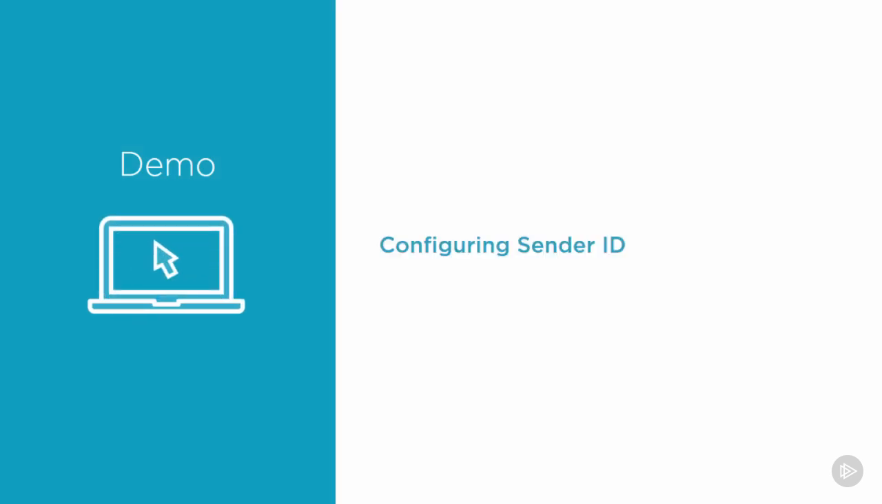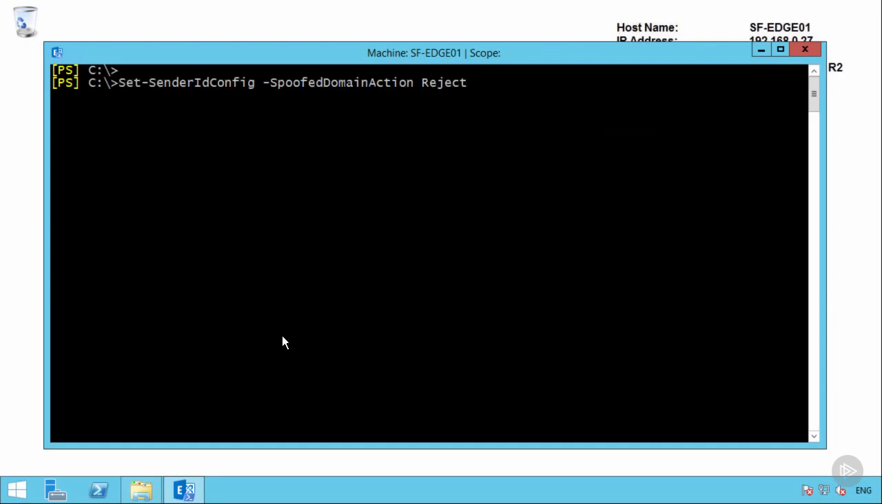So we'll go back to the Globomantics Edge Transport server and configure sender ID to reject email messages. In the Exchange Management Shell, run the set sender ID config commandlet and set the spoofed domain action to reject. So by configuring sender ID in that way on the Edge Transport server, we're telling the Edge Transport server to use SPF to validate that incoming email complies with the SPF records for senders' domain names.